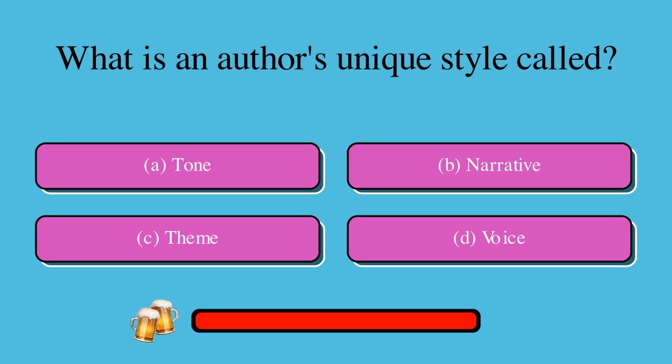What is an author's unique style called? Is it A, tone, B, narrative, C, theme, or D, voice? The correct answer is D, voice.